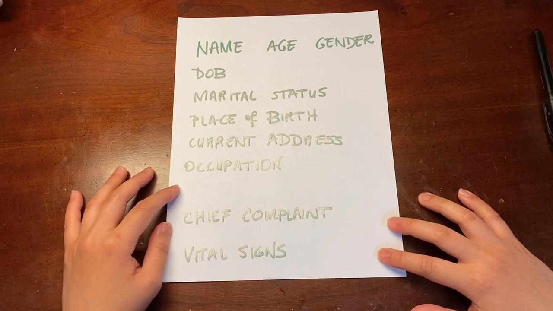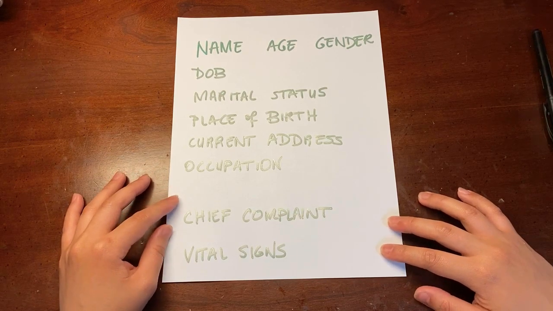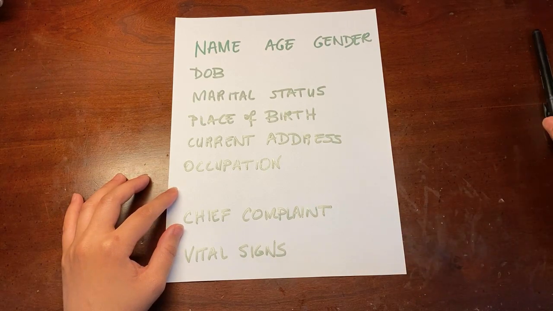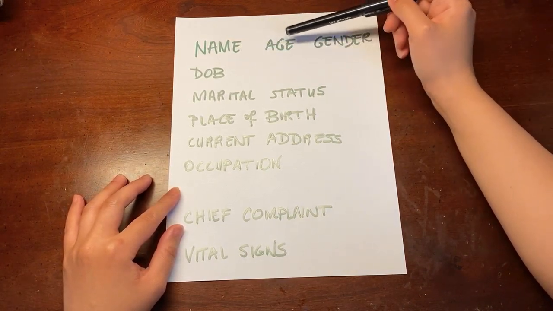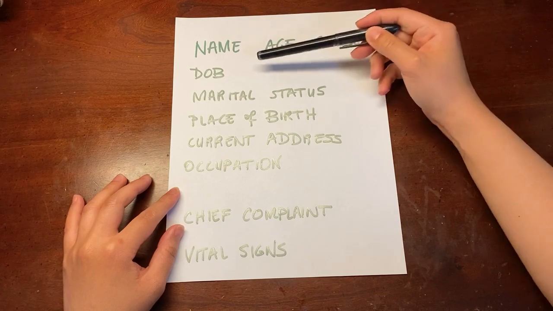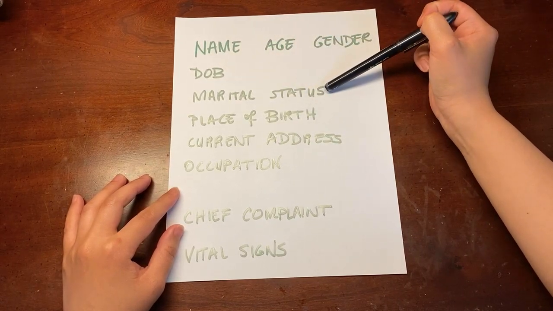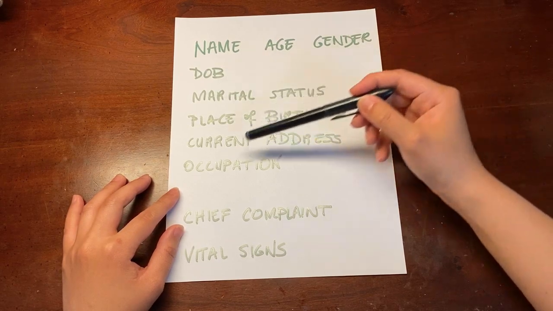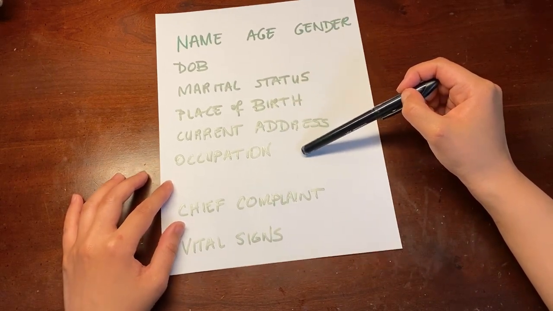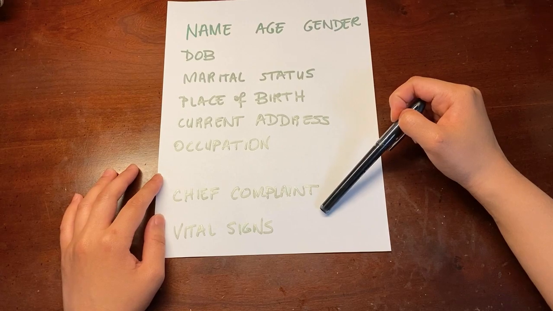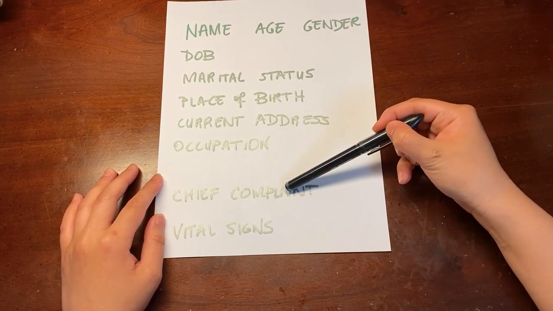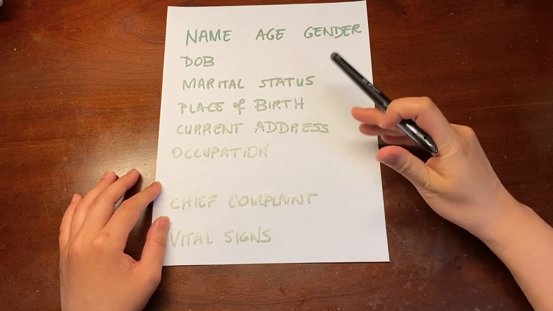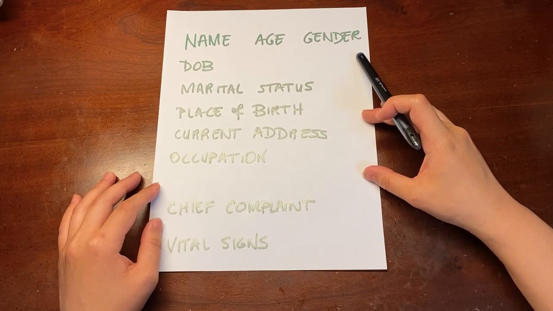So of course, you guys know this already because you're doctors. We start off with the general data of our patient. So we have, as I've written here, the name, age, and gender, date of birth, marital status, place of birth, the current address if it's different, and the occupation of the patient. And finally, at the end of the theoretical case, you should be given the chief complaint and at least the current vital signs of the patient upon presentation to the clinic or to the hospital emergency room.